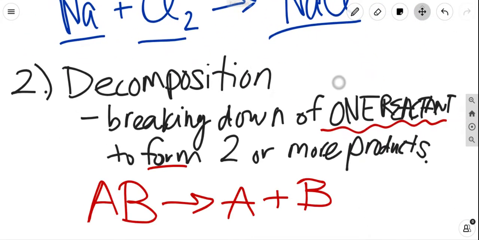The opposite of synthesis is decomposition. So when you decompose something, you break it down. So decomposition, you're starting off with one reactant and you're forming 2 or more.